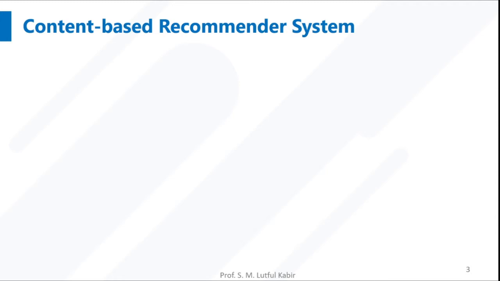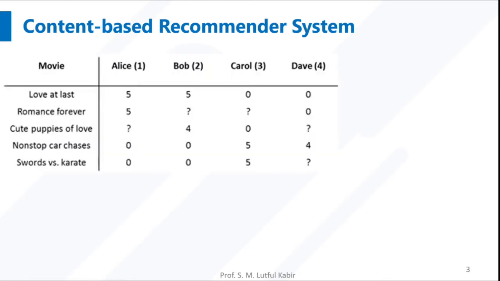Now, let us talk about content based recommender system. Content based means that when some of the ratings by some of the users are given for certain movies, then we can predict the other ratings, and that is called content based recommender system. So let us see the previous table where we showed the ratings given by the different users.